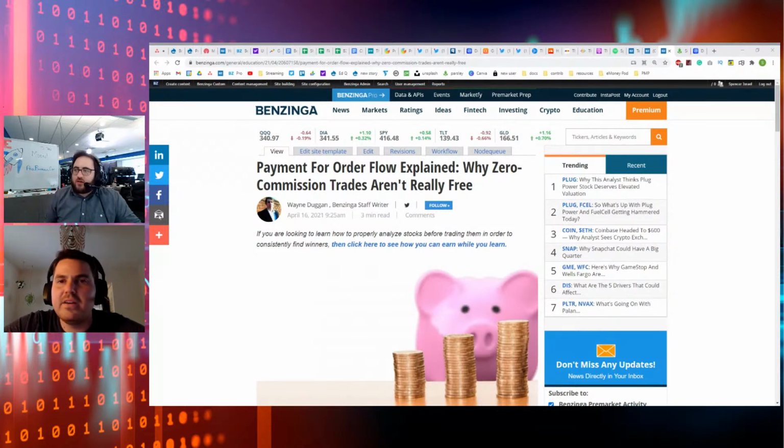My favorite fun fact about payment for order flow is that Bernie Madoff came up with it. Exactly. So very timely, given his passing a couple days ago.